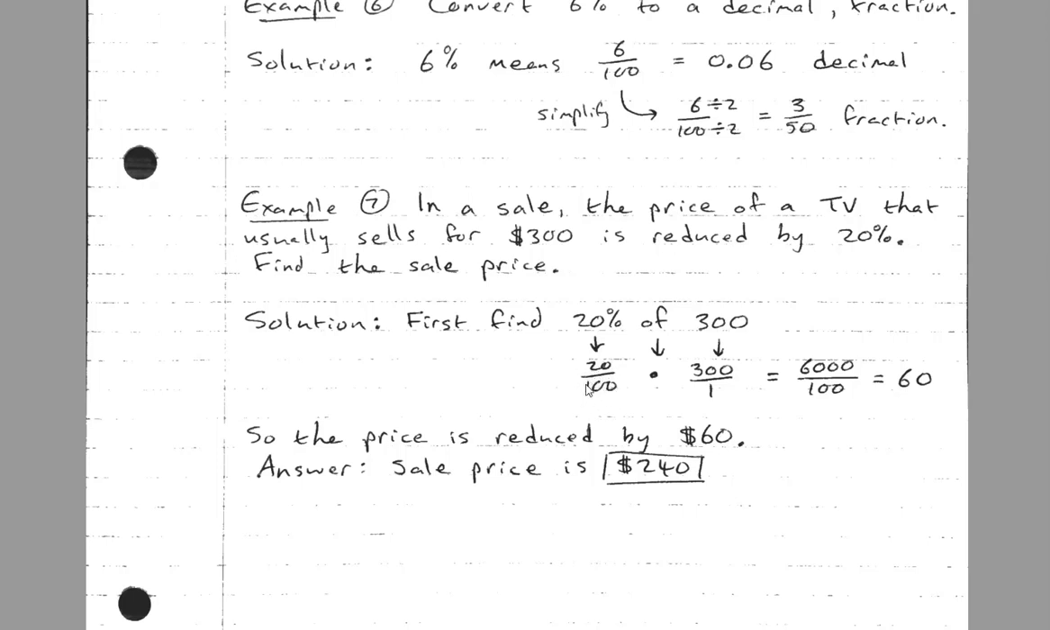Here I've used a fraction. Of means we're multiplying. 300, we're multiplying fractions. So 20 over 100 times 300 over 1. Multiply straight across, that's 6,000 over 100, which is just 60. So the price went down by $60, so the sale price is $240.